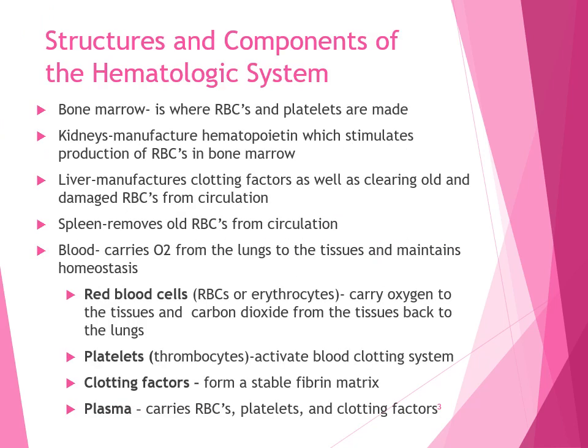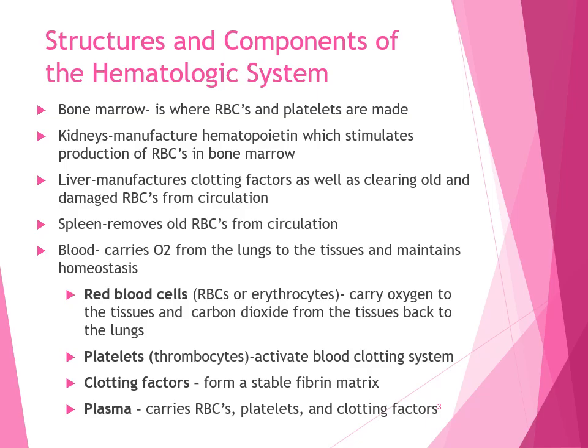So some structures and components of the hematologic system: we have the bone marrow, and that's where red blood cells and platelets are made. Our kidneys manufacture hematopoietin, which stimulates the production of the red blood cells in the bone marrow. Our liver does so many things, but a couple of things it does is manufacture clotting factors and also clear out old damaged red blood cells from circulation.